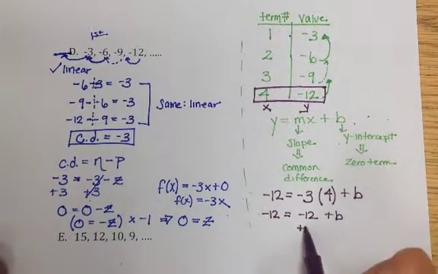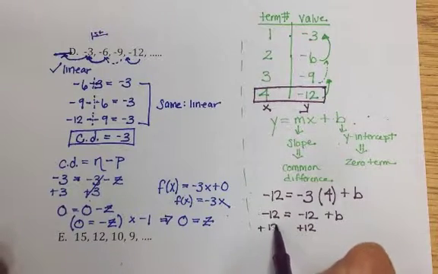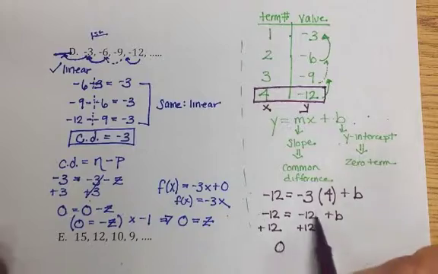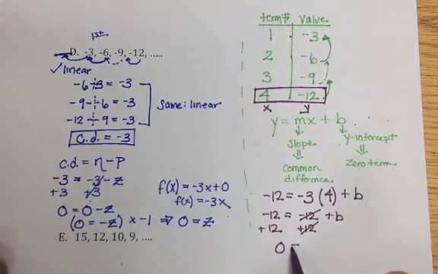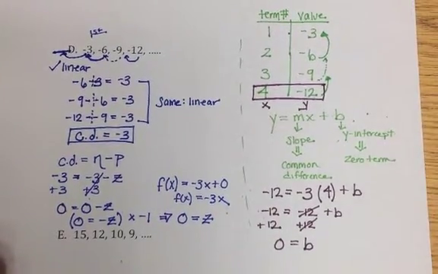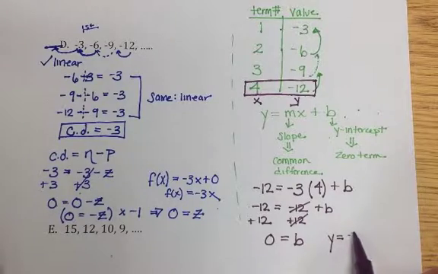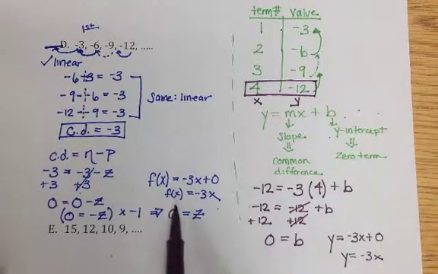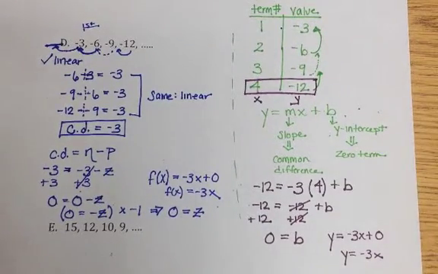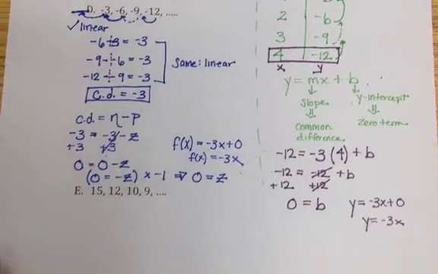We want to get b by itself, so we're going to add 12 to both sides. -12 plus 12 would be 0. -12 plus 12 cancels out, isolating b, and so b is 0. So both methods give you the same equation, y equals -3x plus 0, or y equals -3x. One is in function notation and one is in our slope-intercept form. We have one more example to look through.